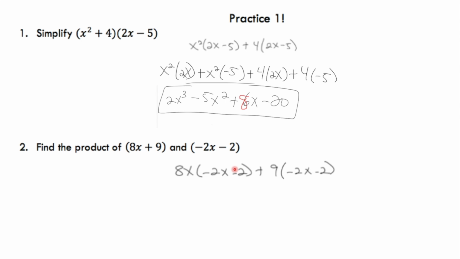So now, number 2, find the product of 8x plus 9 and negative 2x minus 2. Again, I rewrote the 8x times my second binomial and the 9 times my second binomial. Now I'm going to do the simplification step showing what I'm multiplying together. So I have 8x times negative 2x, plus 8x times negative 2, plus 9 times negative 2x, plus 9 times negative 2. So now I'm going to multiply them together. I get negative 16x squared plus negative 16x plus negative 18x plus negative 18.